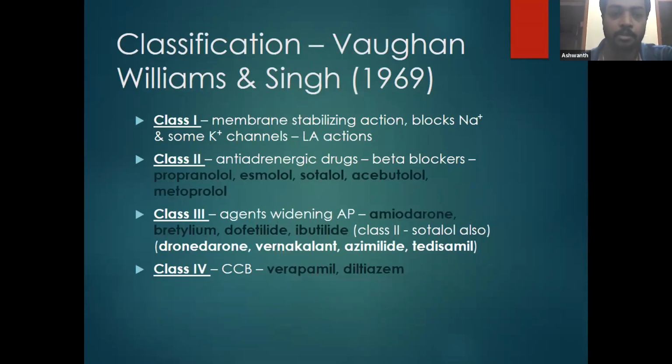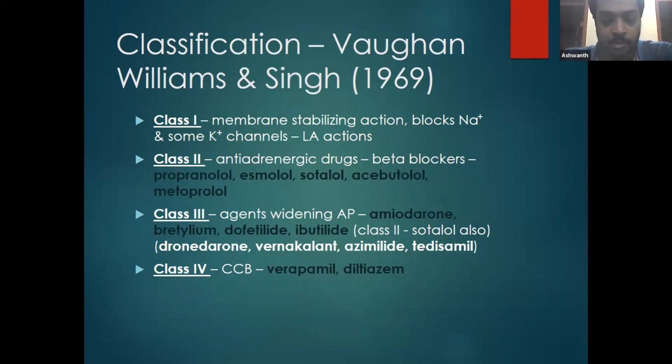Classification of drugs is based on the Vaughan-Williams and Singh classification. The class 1 drugs, commonly called sodium channel blockers, have a membrane stabilizing action and block sodium, and a few are potassium channel blockers as well, and act as local anesthetics as well. Class 2 drugs are the beta blockers, the anti-adrenergic drugs like propranolol, esmolol, sotalol, acebutolol, and metoprolol. The class 3 drugs are agents which widen the action potential.